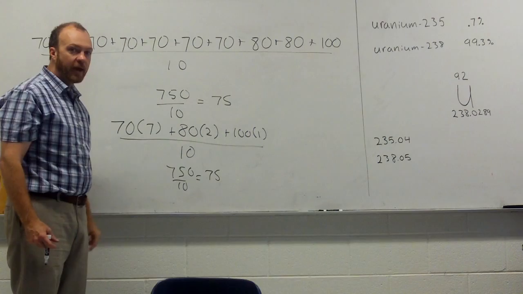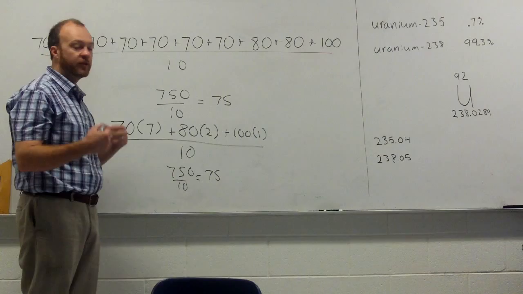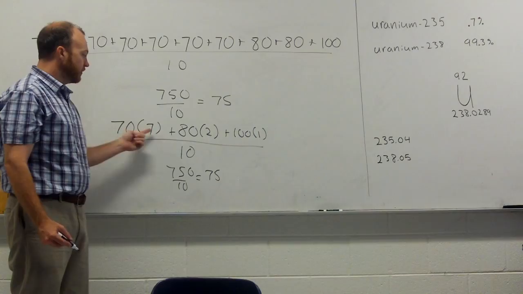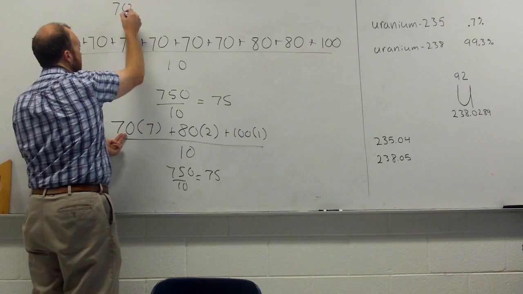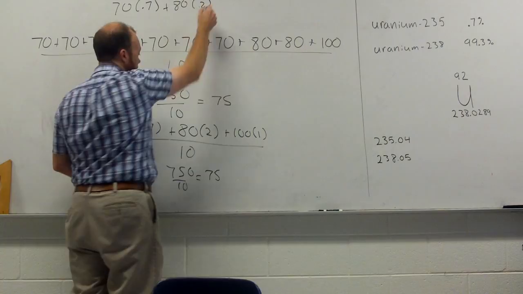I want you to see something different, though. What we could do is we could take the scores and simply multiply them by a fraction. Or later we're going to change it into a percent. So notice, this 10 is dividing everything. So if I do 7 divided by 10, that's 0.7. So here I really had 70 times 0.7. And here I have 80 times 0.2. And here I have 100 times 0.1.